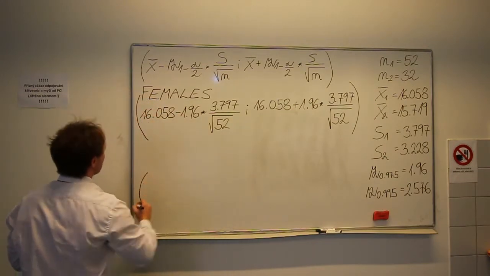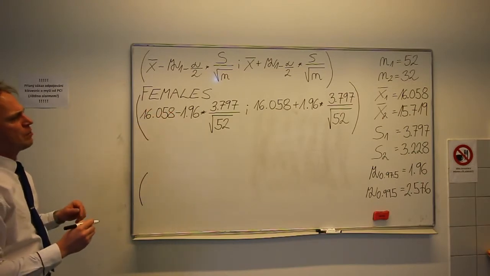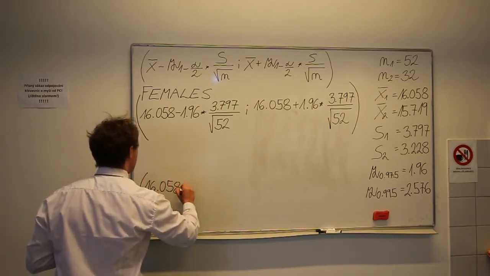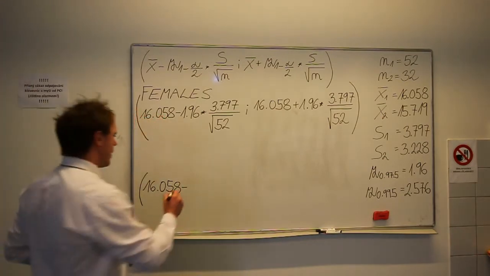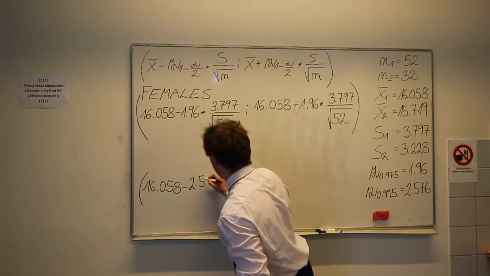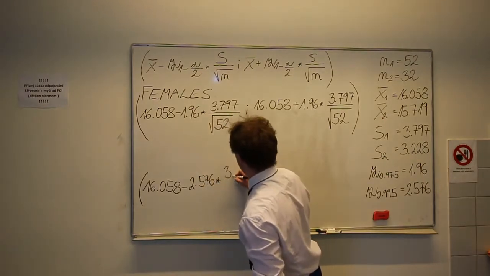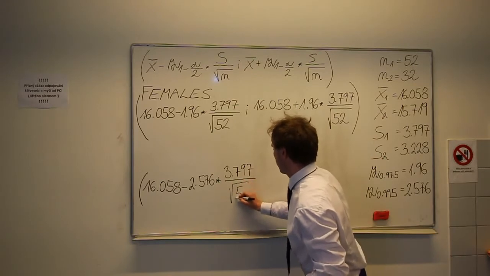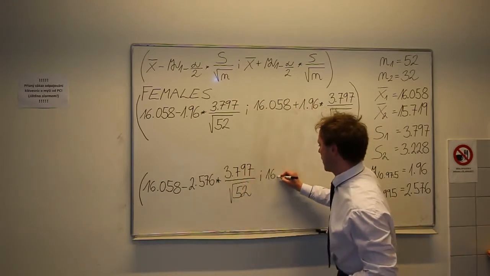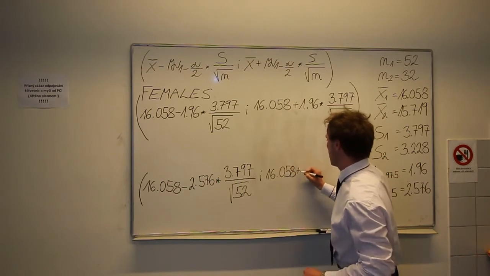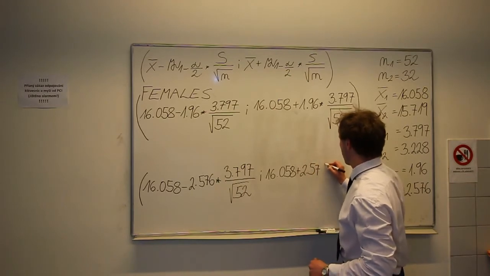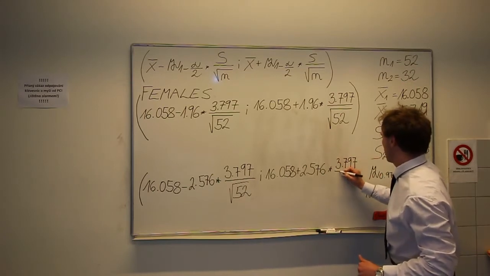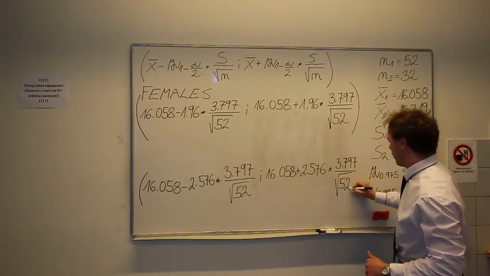The second one will be written, for example, here. Again, x1 mean 16.058 minus another quantile, 2.576 times 3.797 divided by square root of 52, and there will be 16.058 plus 2.576 times 3.797 divided by square root of 52.